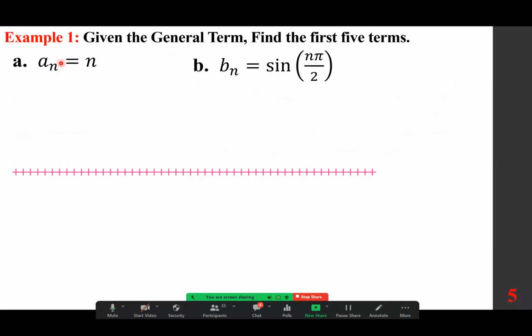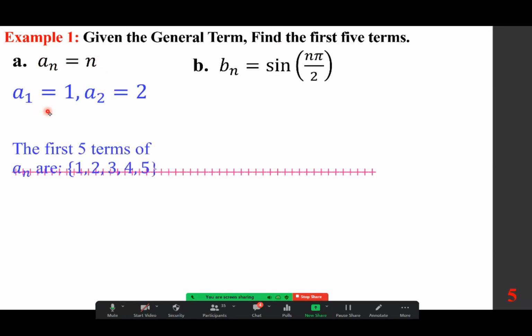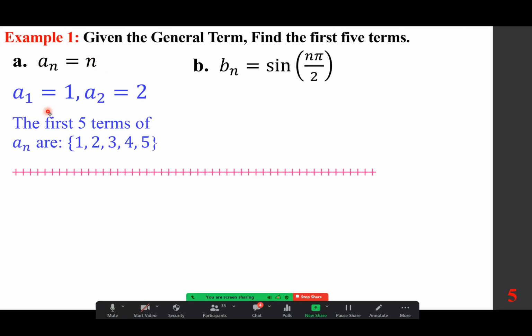Let's start with the easiest example. A sub n is n. So basically choose n to be 1 because we want the first 5 terms. If n is 1, a sub 1 is 1. Let's choose n to be 2. A sub 2 is 2. So that means this number and this number must be identical. That's the concept. So a sub 3 is 3. A sub 4 is 4, a sub 5 is 5, and we are done. Extremely simple.